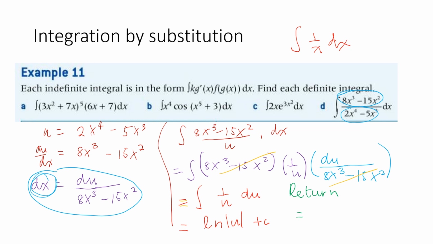And then again, we return the original given value. So we have ln of what? Of the u, which is our original u, 2x to the fourth power minus 5x cubed. And then don't forget again, because this is indefinite integration, plus c. And please try also to remember how we are getting the value of c. It's already discussed previously. Okay, so the final answer for letter D is this one.